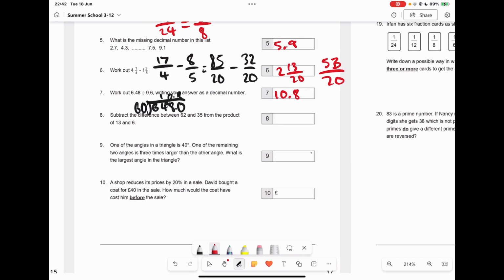Okay, subtract the difference between 62 and 35 from the product of 13 and 16. Okay, so we need to firstly find the difference between 62 and 35, and then the product of 13 and 6. So the product of 13 and 6 will be 78, and then we're finding the difference. Oh no, the product.